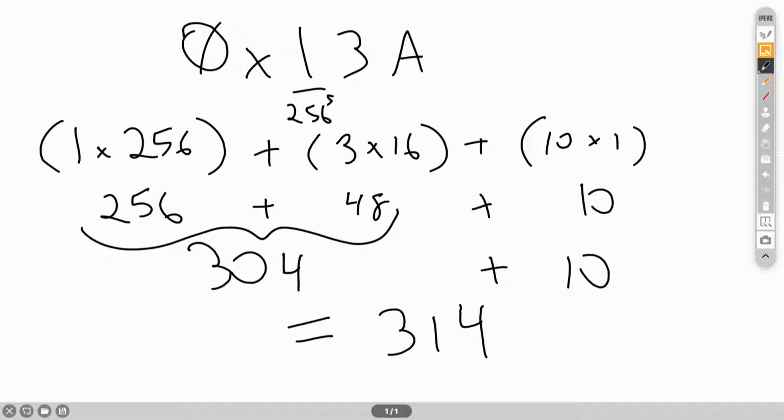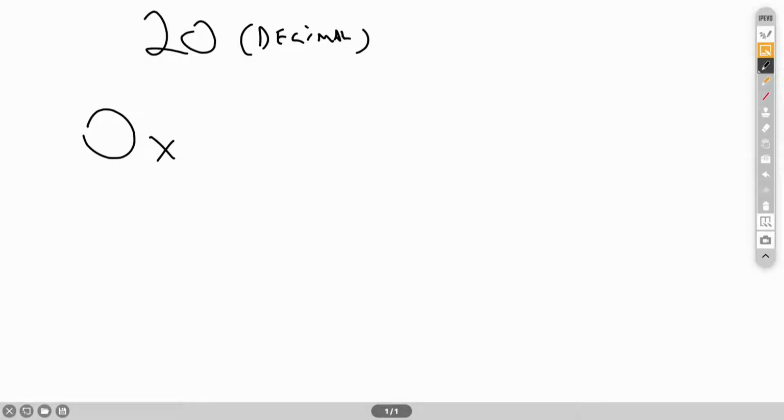Now, just like with binary, let me now give you a decimal number and see if you can convert that into its hexadecimal equivalent. Let's start easy. How about the number 20? Pause the video and tell me what the hex equivalent is of 20. 0x what? Well, with 20, we have 1 in the 16s position and 4 left over in the 1s position. So 0x14, a single 16 plus 4 1s.